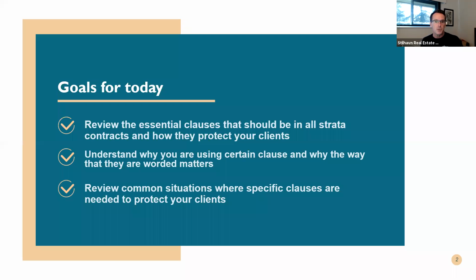So goals for today: basically review the essential clauses that should be in all strata contracts. Next week is going to be focused on detached houses. Detached is in some ways less cumbersome than strata, because with strata there are so many issues we have to deal with, but it depends. You can have zoning and permit issues and new construction. This week is all on strata. We want you to understand why you're using certain clauses and why the way they're worded matters, like the title clause. We'll also review common situations, in addition to the standard clauses for every strata, where specific clauses are needed to protect your clients, like tenancies and assignments and that sort of thing.